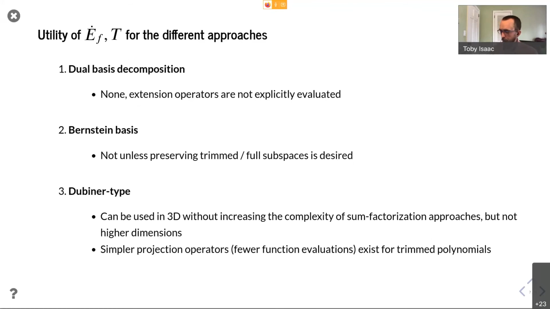Okay, so that was a bit faster because the portion on extension operators is a bit more technical. It doesn't give me as nice, fun GIFs to do. So what is the utility of this universal extension operator?